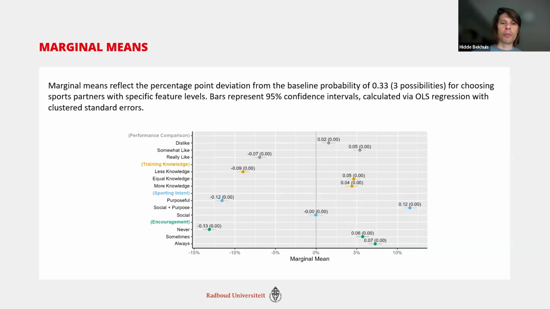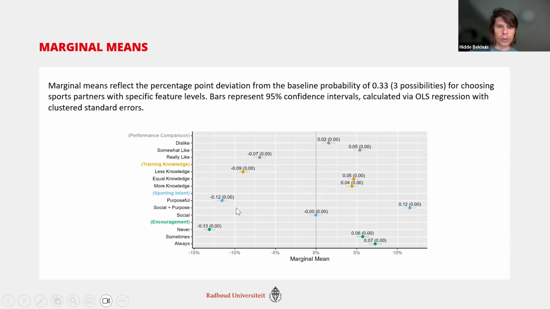But you present it differently. You can present the baseline of the standard effects, which you normally should do. And then you see, for example, that encouragement is very important, because almost 15% choose less sport partners who never encourage you.